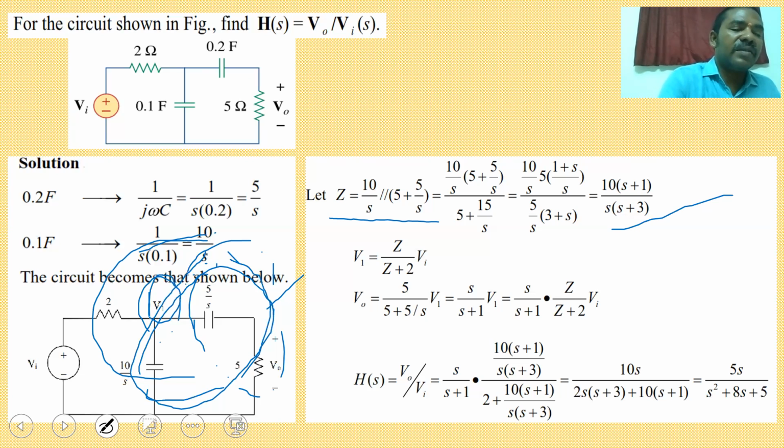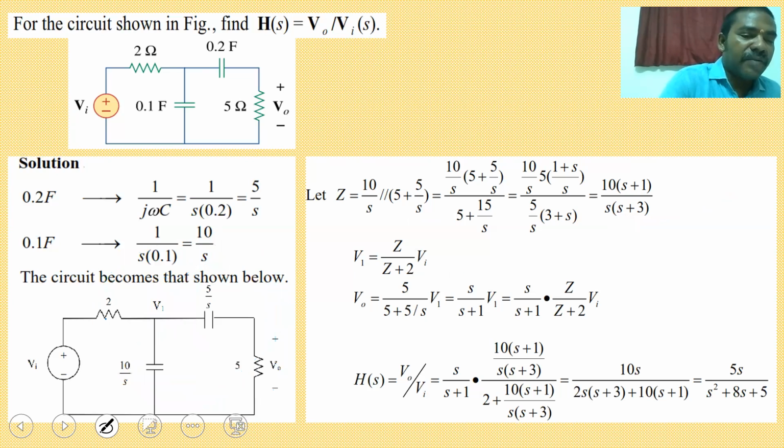So Vi is the input voltage. So you are going for the calculation of V1 as voltage division: the total voltage Vi into Z divided by Z plus 2. Now V0 is equal to what? Now you have calculated V1. So V1 is this voltage.